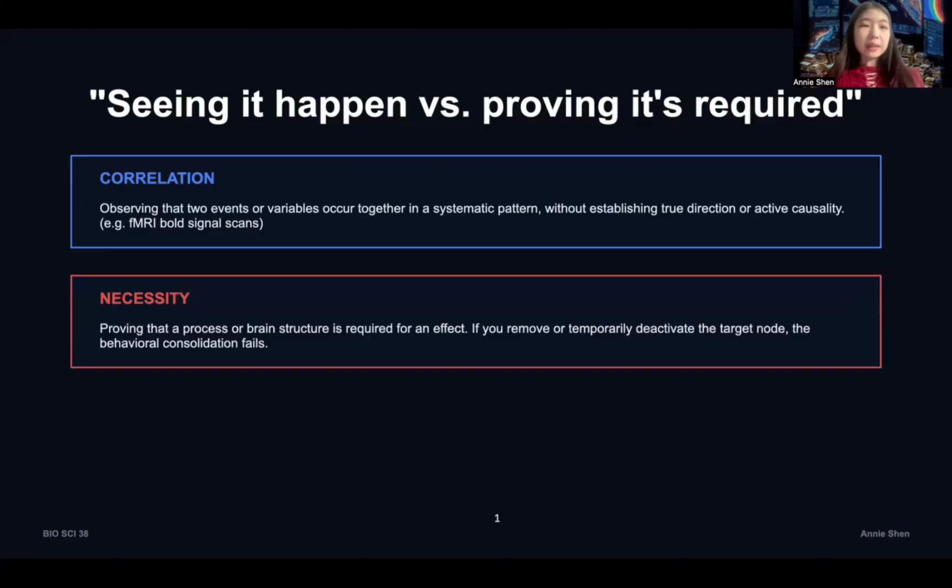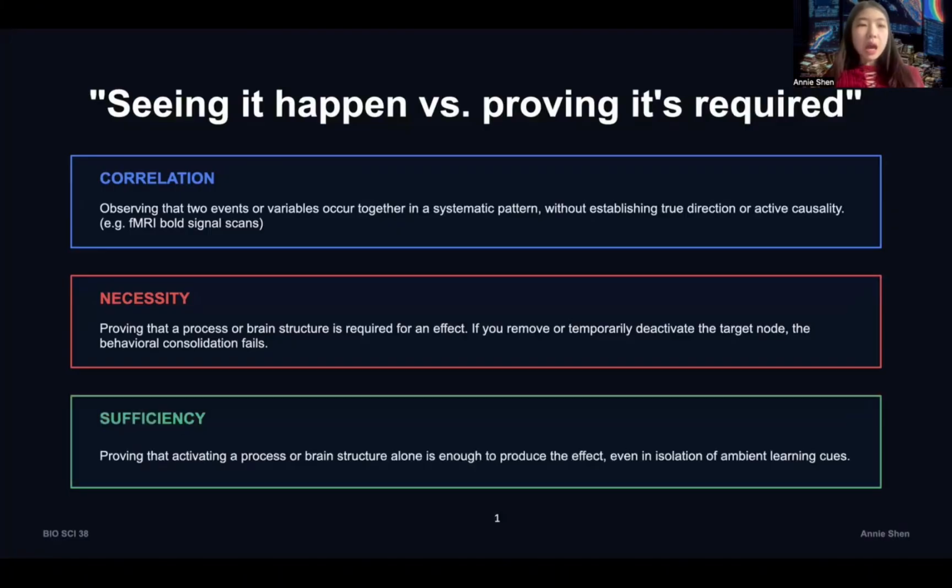Second, necessity. Necessity means without this component, the function cannot occur. We establish necessity by silencing or removing a component. If the behavior disappears, the component was necessary. Third, sufficiency. A neural system is sufficient if artificially activating it produces the function. If activating the component alone produced the behavior, it was sufficient.